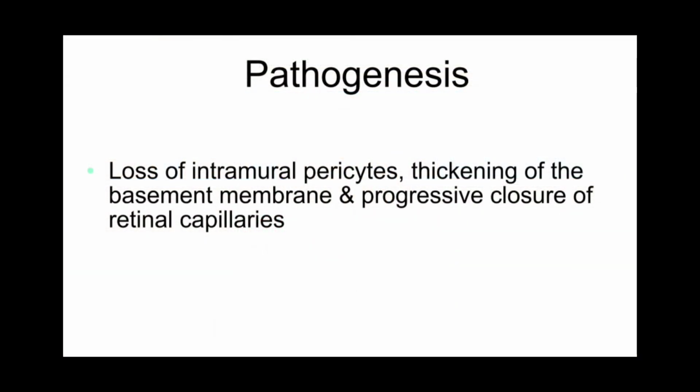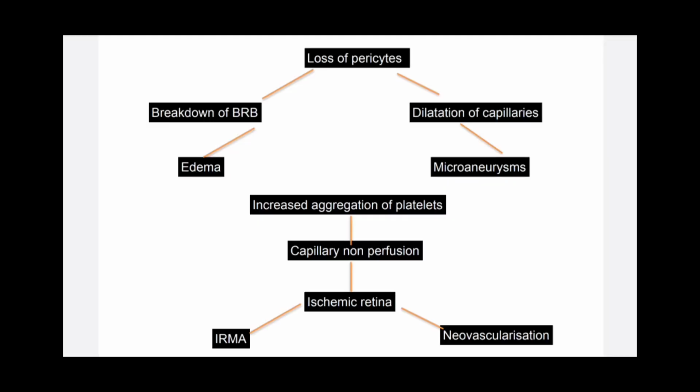Pericytes are the cells which surround the capillary endothelium of retinal arterioles, and there is thickening of the basement membrane of the capillary endothelium and progressive closure of retinal capillaries, which leads to ischemia. So there is loss of pericytes, which leads to breakdown of the blood retinal barrier, the inner blood retinal barrier to be precise, which leads to leakage of fluid and edema.